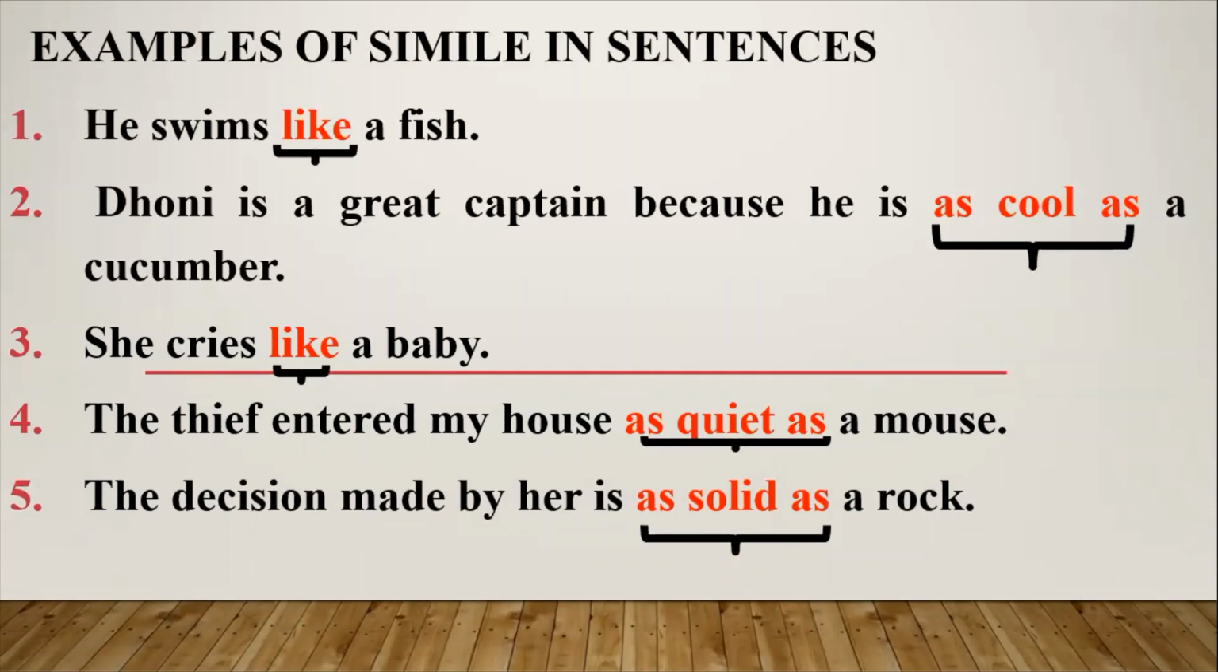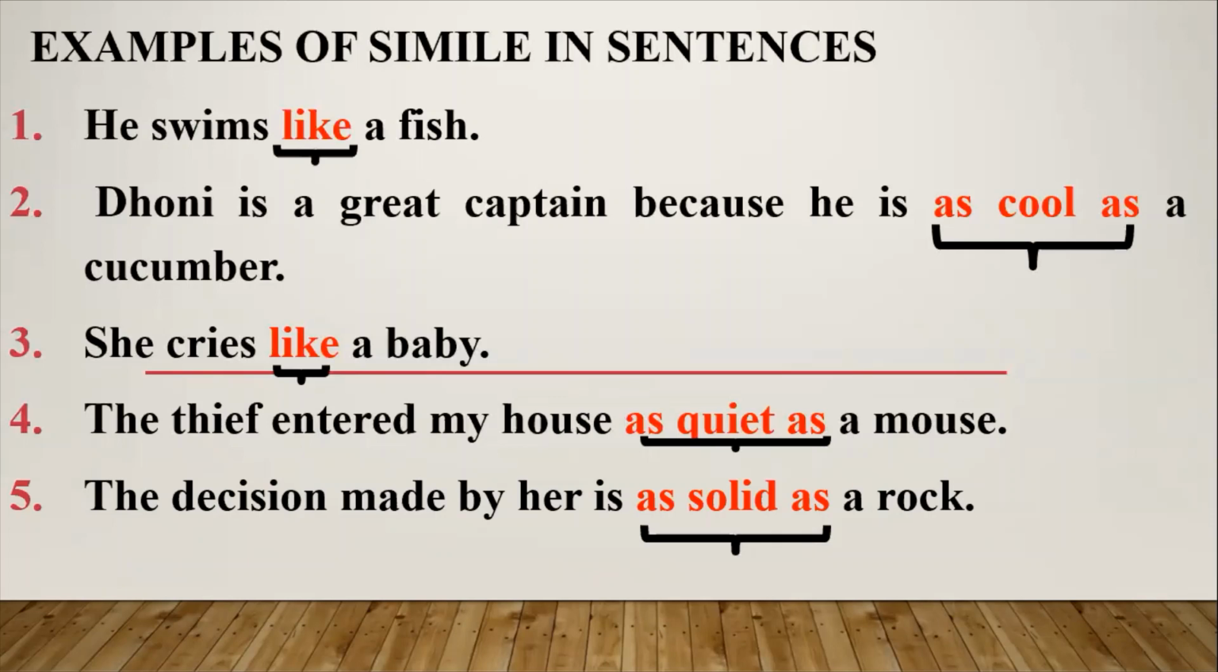Next, the decision made by her is as solid as a rock, which means she's firm. She's not fluctuating in a decision, but once she makes a decision, she's firm in the decision. That's why it said the decision made by her is as solid as a rock, which means it's very firm. So these are a few examples of simile sentences. Okay, I'll give you the homework as well.